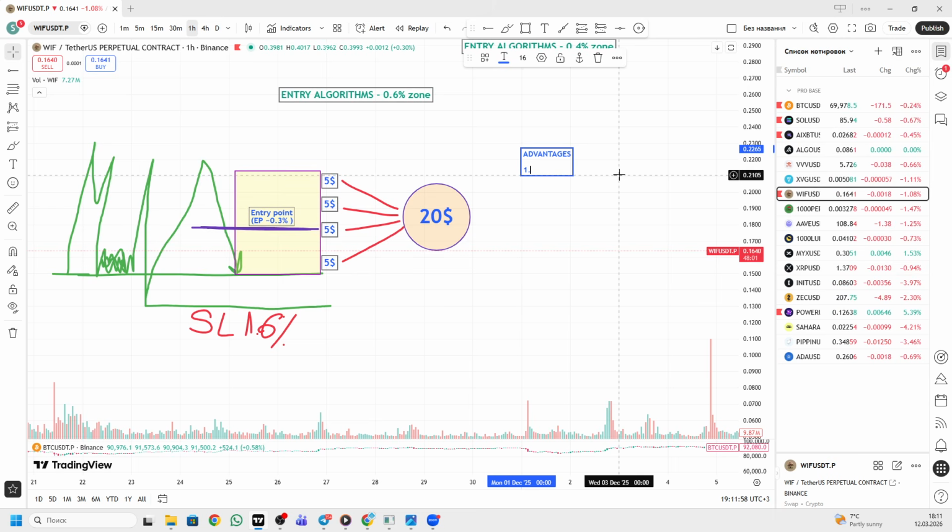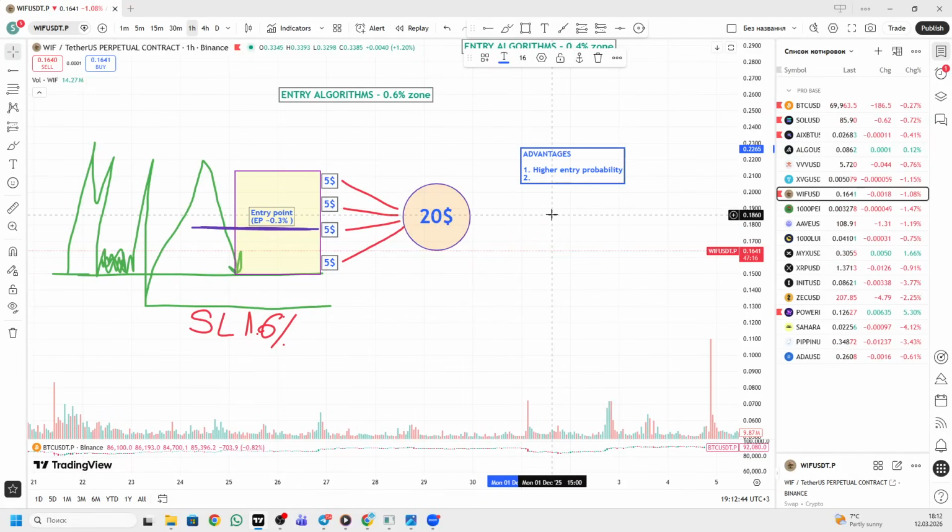First, what is the advantage of this kind of algorithm? It is higher probability of getting filled, right? So why? Because the zone is wider, so the asset is more likely to touch your limit orders. Let's write like this: higher entry probability. Okay.